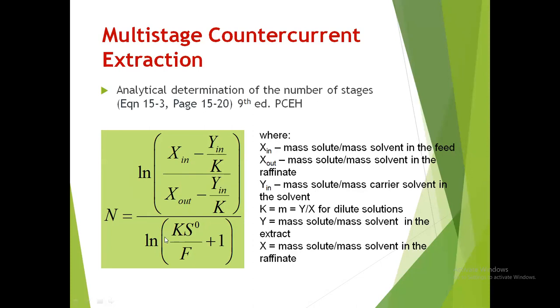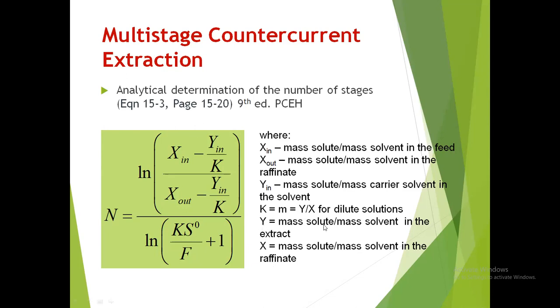Your K, the capital K that you see here, is Y over X. For dilute solution, this Y over X is equal to the slope of the equilibrium equation. So if you're given an equilibrium equation for your system, then the M for that is the K as well. But that is for dilute solutions. What is a dilute solution? Solutions in which the solute is equal to or less than 10% in composition.